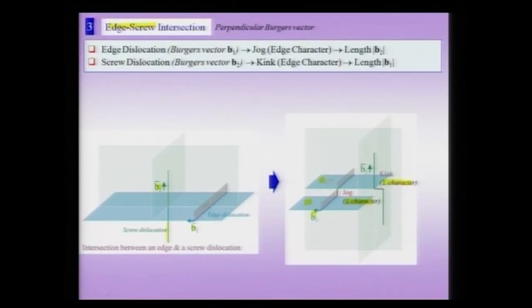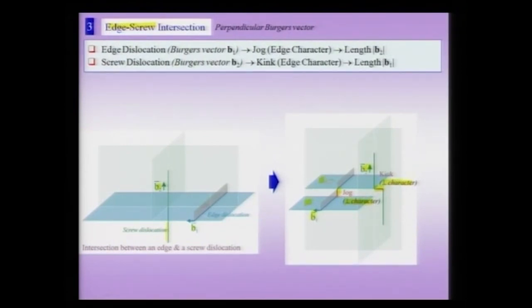So, this B1 length has been imposed on the screw dislocation, and this B2 length has been imposed on the edge dislocation. Therefore, you see that this small red segment is parallel to B2 and this small maroon segment is parallel to B1. So, each of the dislocations has imposed itself on the other dislocation, and the jog and the kink both are of edge character.